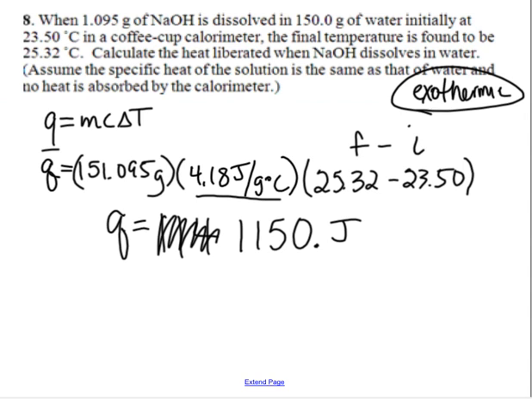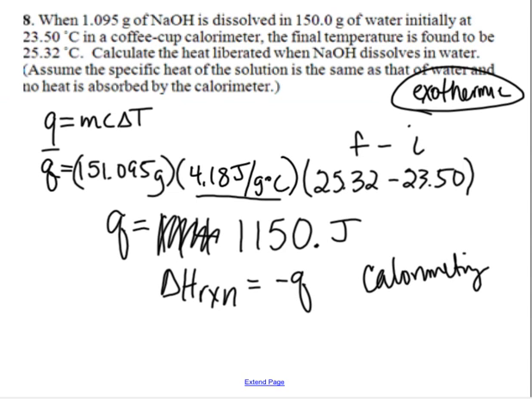So in the world of AP, they have this little statement that says the heat of the reaction is actually equal to the negative Q when we do calorimetry. So we always have to do a sign change. I need you to show this and then give me that delta H. AP graders want to see that it's not just magically changing the sign. There's a reason. So our actual delta H of the reaction is equal to negative 1150 joules.